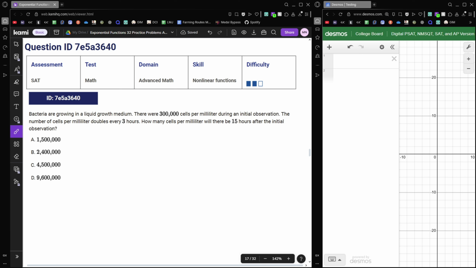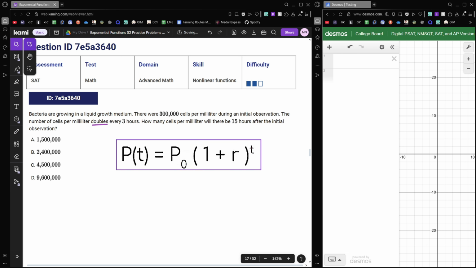Question number 17. Bacteria are growing in a liquid growth medium. There were 300,000 cells per milliliter during an initial observation. The number of cells per milliliter doubles every 3 hours. How many cells per milliliter will there be 15 hours after the initial observation? So here it says that the number of cells doubles, which means we're experiencing exponential growth. And here's the formula for exponential growth.